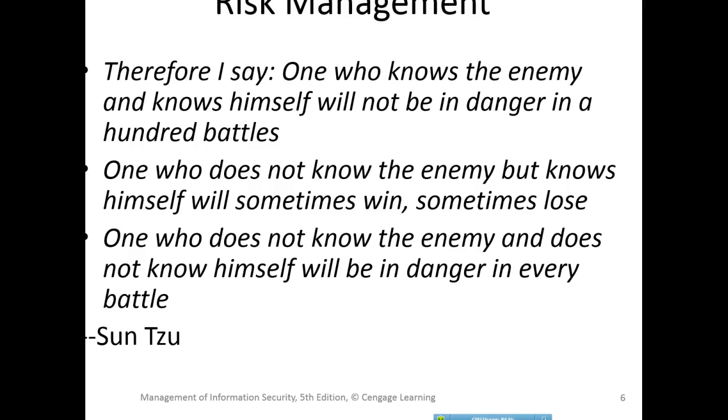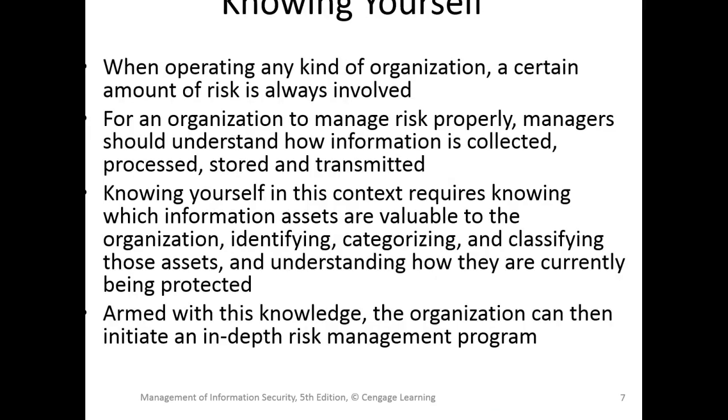So, as General Sun Tzu recommended a while back, in order to reduce the risk, we must first know ourselves. The company should know itself and also know its enemy. So these are the two important parts that you get from the comment he made 2,400 years ago. The company needs to know itself, and it also needs to know its enemy.